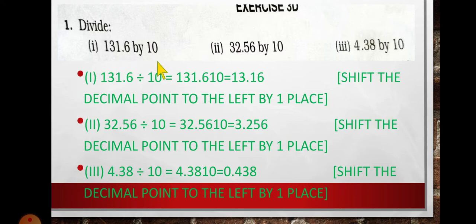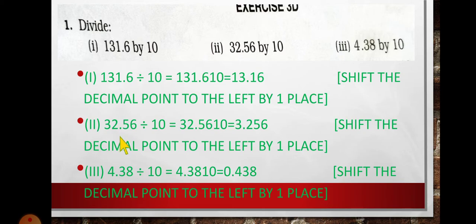Because we are dividing by 10, and in 10 there is one zero, that's why we shift the decimal point to the left by one place. Why one place? Because there is one zero, and which side? Left side, this left hand side. So finally our answer is 13.16. We shift this decimal from here to here. So now the decimal number is 13.16.